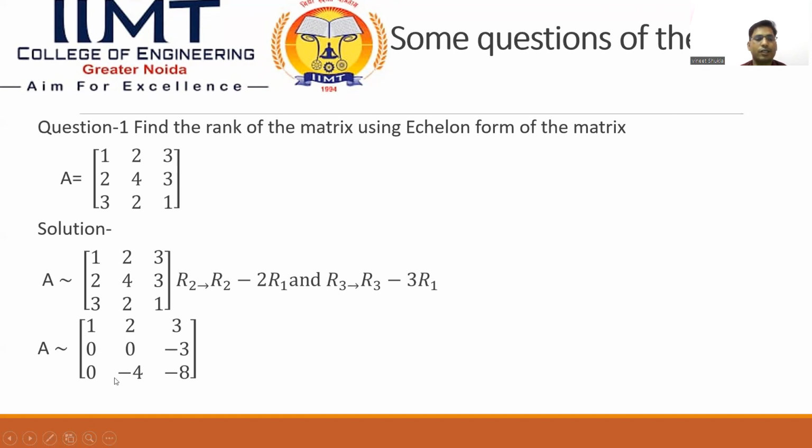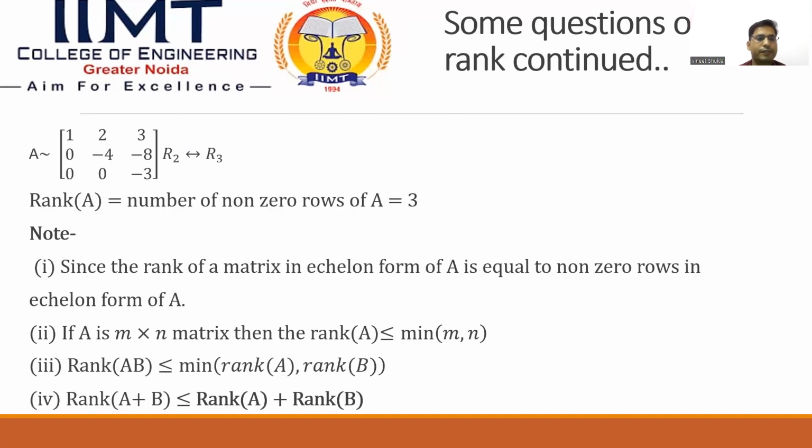Now we will interchange row 3 and row 2 and we get a matrix 1 2 3, 0 minus 4 minus 8 and 0 0 minus 3. Therefore, this is an echelon form of the matrix. Therefore, the rank of A is equal to 3, that is, the number of non-zero rows, since the rank of a matrix is equal to the number of non-zero rows in the echelon form of A.